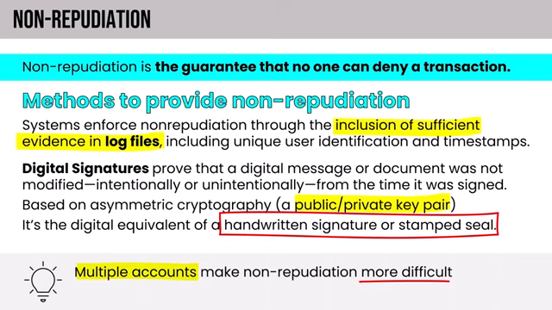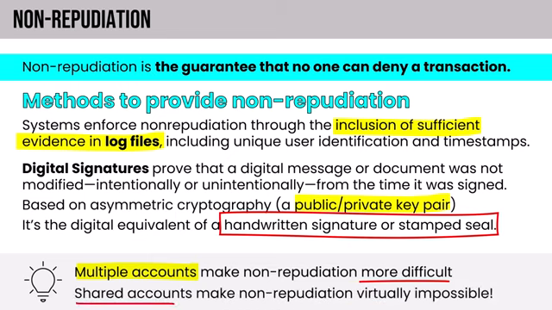Multiple accounts make non-repudiation more difficult. If we have a user logging in with different identities, it's more difficult to track their movements and activities throughout our environment. Shared accounts make non-repudiation virtually impossible because we can then no longer tie individual actions to a specific individual beyond their ability to deny they performed those actions.